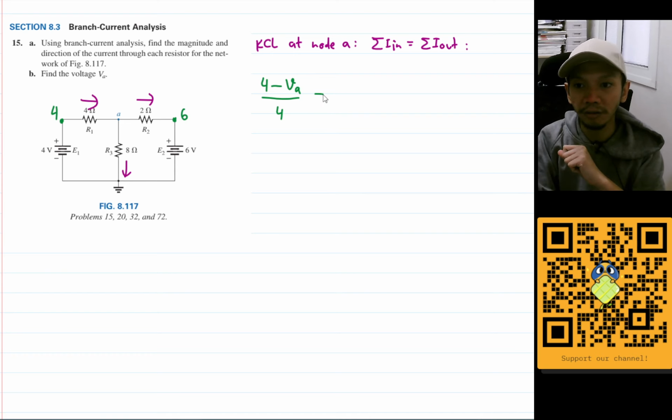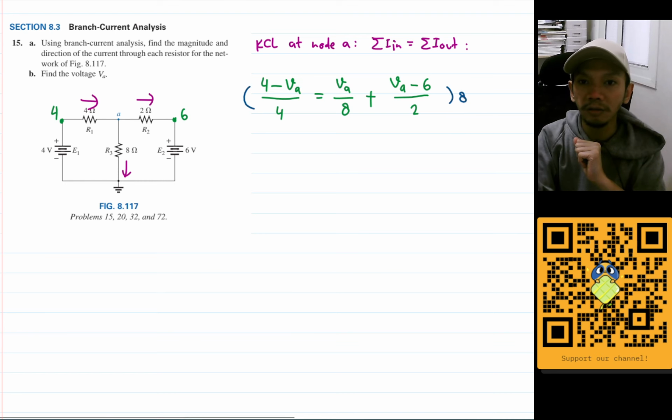So now let's put an equal sign there. And then this current here, we will have VA divided by 8. And then plus this current here, I will have VA minus 6 divided by 2. Now let's remove all the denominators by multiplying both sides by 8.